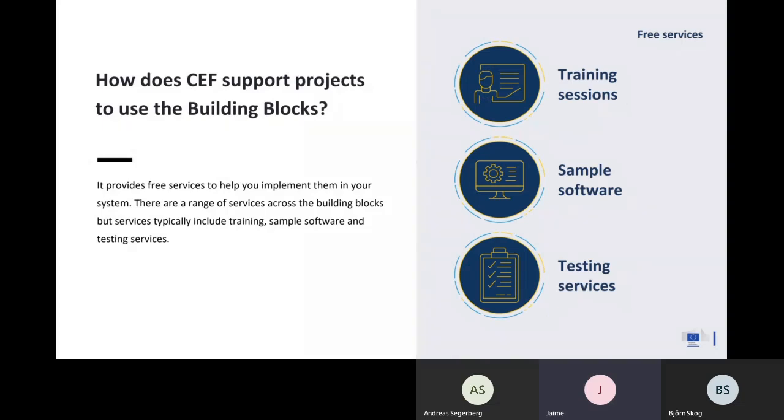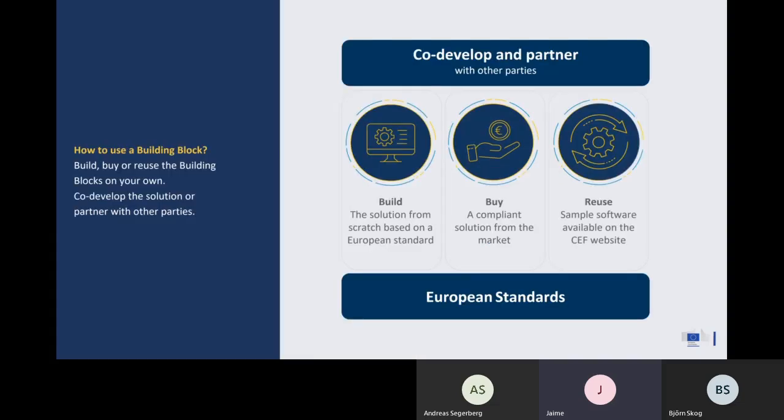So a building block contains sample software based on the standards or specifications of that particular building block. There can be access to training and conformance testing services to ensure that the standards contained within a building block have been correctly applied. In terms of how to use a building block, broadly speaking, you can take the core constituent standards and build a software solution yourself, or you can purchase compliance solutions from the marketplace, or you can reuse sample software provided by the Commission. Obviously, this is dependent on the specific building block that you're considering implementing, but that's the general model.